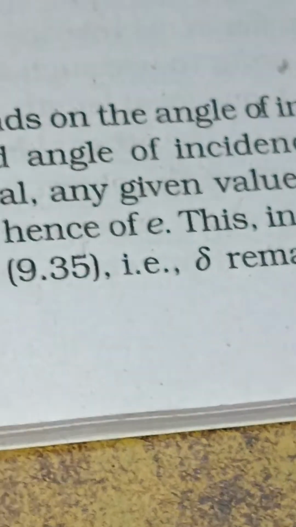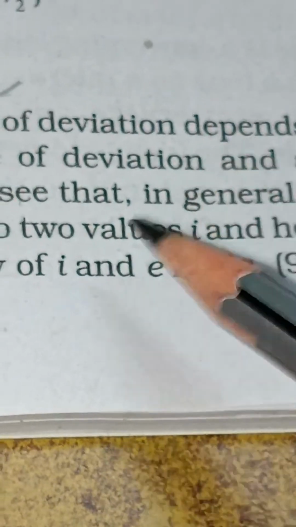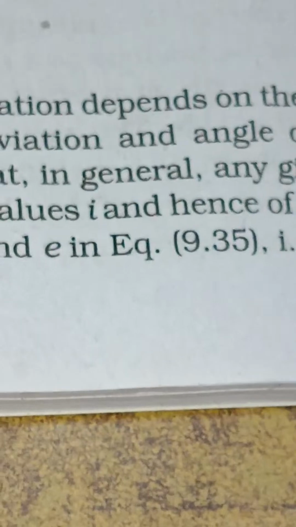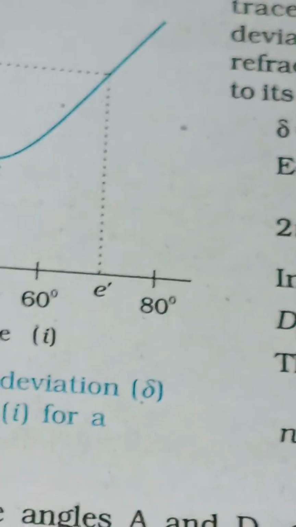This, in fact, is expected from the symmetry of i and e in equation 9.35. In this equation, delta remains the same if i and e are interchanged, and this is the figure. Okay, now we will talk about this figure.